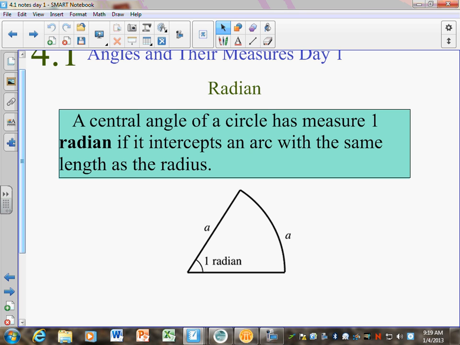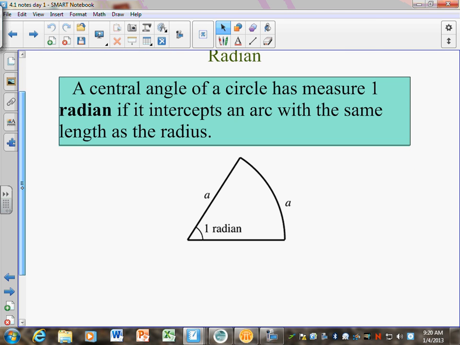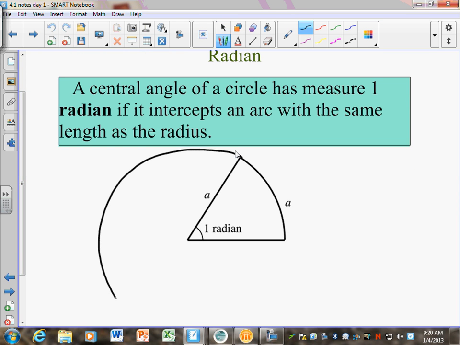So they give you this little picture here. Basically what this represents is one little section of a circle. If you want to actually draw a whole circle here, you could. My circle's not going to be so great here, but let's just pretend this is a nice circle. One radian is defined as if this arc, notice this is A, is the same length as the radius of the circle. That's what makes one radian.